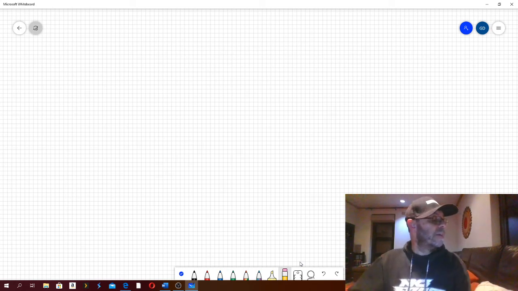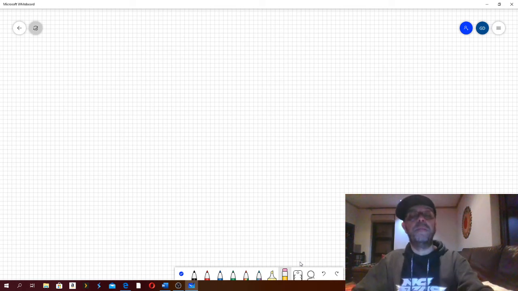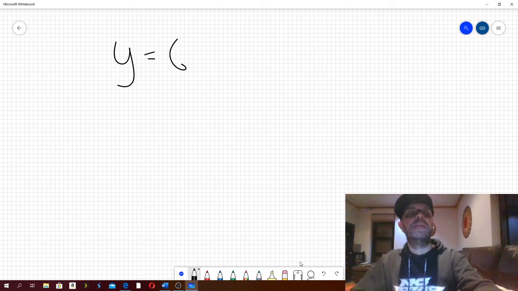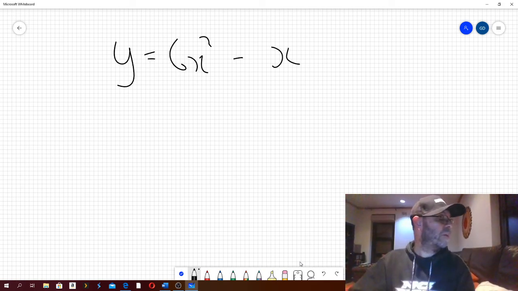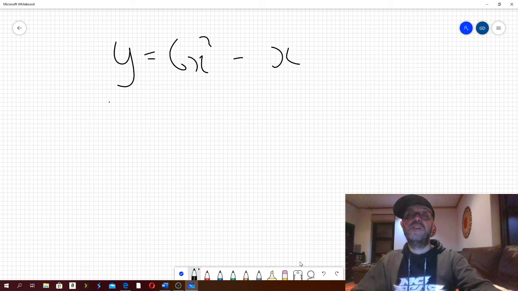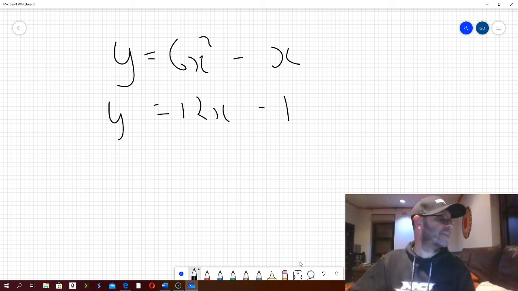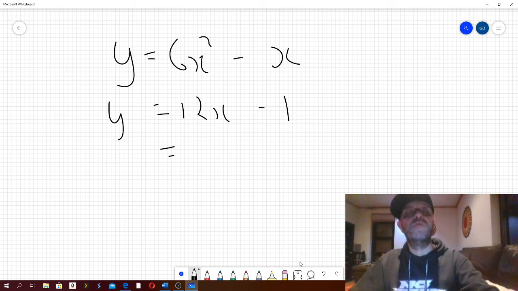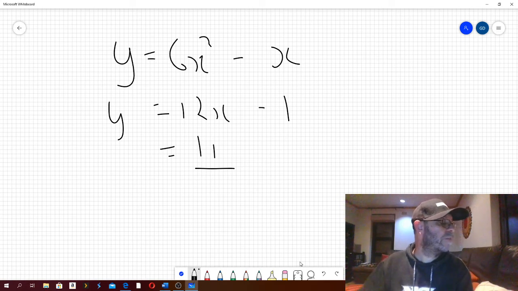Okay, so in mixed exercise 14, question number 1 says, find the gradient of a curve with the equation y = 6x² - x at the point where x is 1. The gradient function will therefore be 12x - 1. And they told us that x is equal to 1, so we'll put in 1 there. 12 - 1 is 11. So the gradient of that curve, or the gradient of the tangent, will be equal to 11.